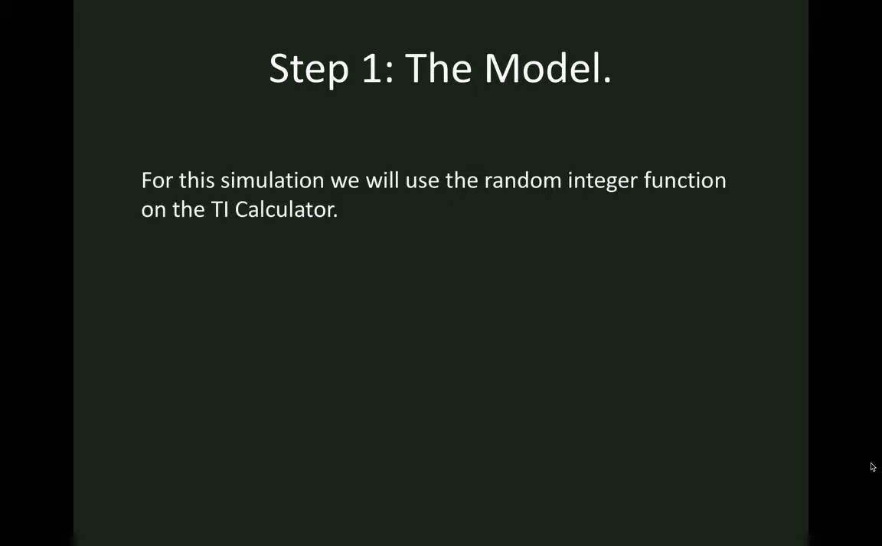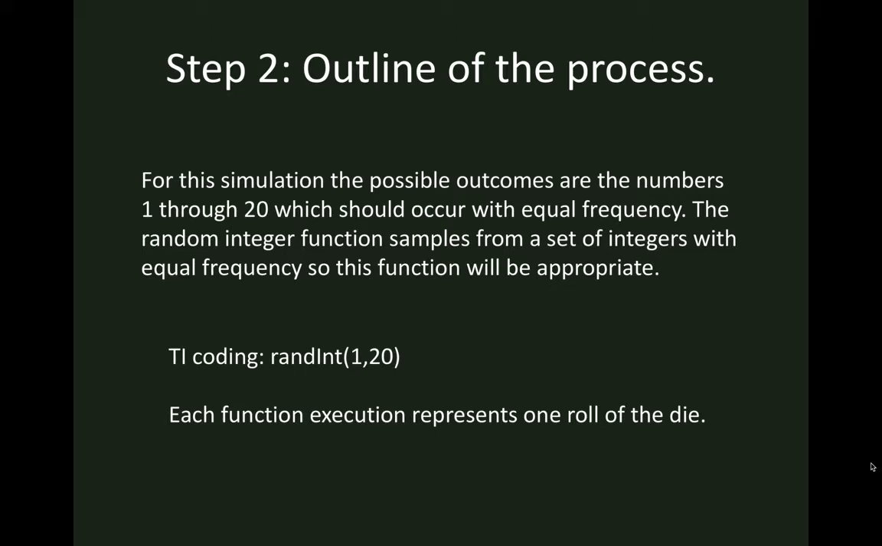So the first step is to identify the model or specify the model. And for this simulation, we will use the random integer function on the TI calculator. So when you're doing your homework for this week, what you should do is write down the steps, just like I am, for the simulation. And in that way, you will be documenting your process clearly.